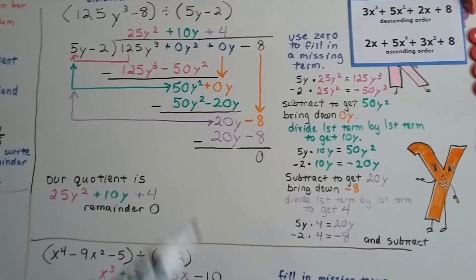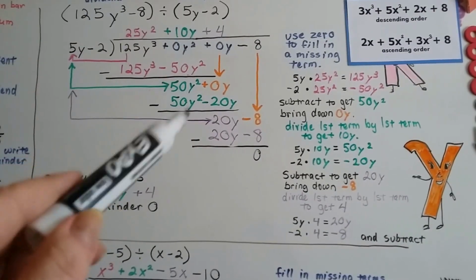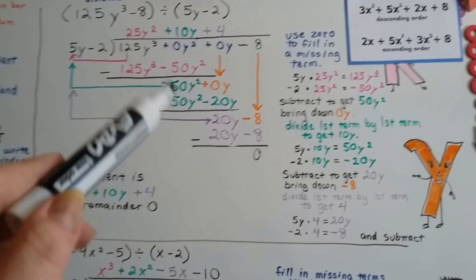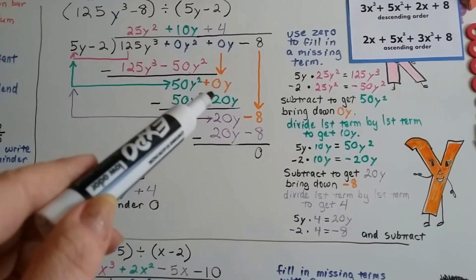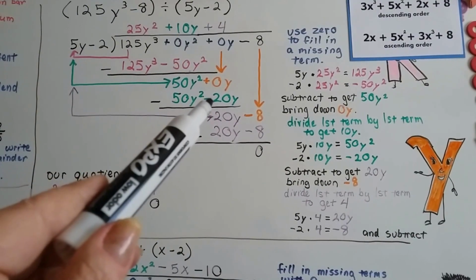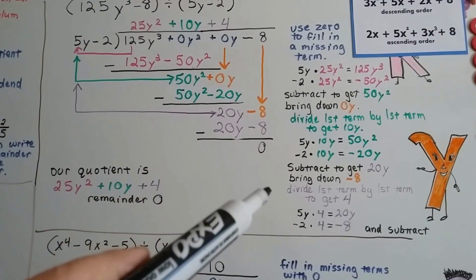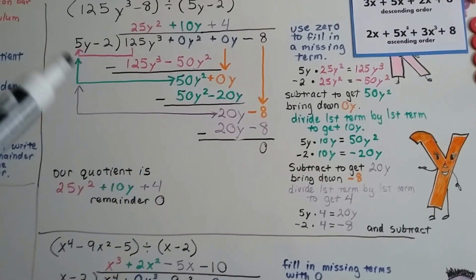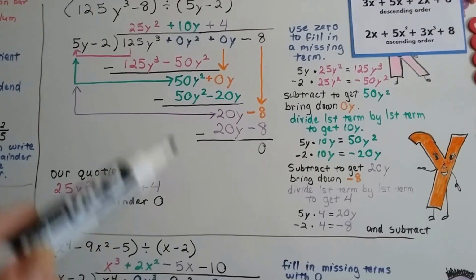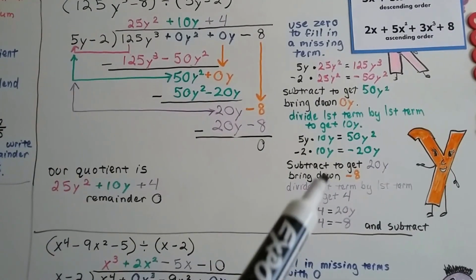See that? And this is another additive inverse. It's gone, as a 0 pair. And now we have 0 minus a negative 20 gives us a positive 20y. It's the 8's turn to come down, negative 8. Now we ask ourselves again, 5y times what is 20y? Well, that would be a 4, okay?